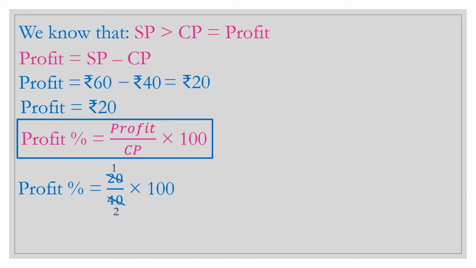Again, 2 and 100 both are divisible by the same digit 2. So divide. 2 1s are 2 and 2 50s are 100. Now it cannot be further divisible. So do the multiplication. We get 50%. So profit percentage is equal to 50%.